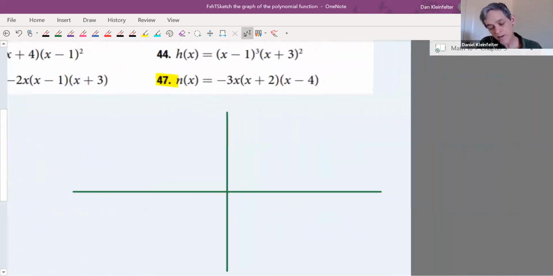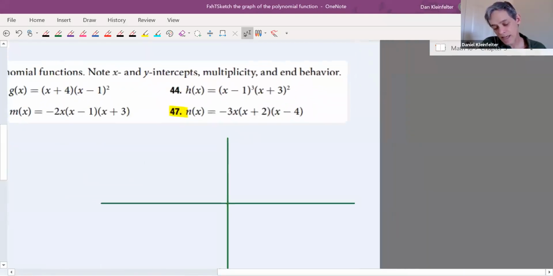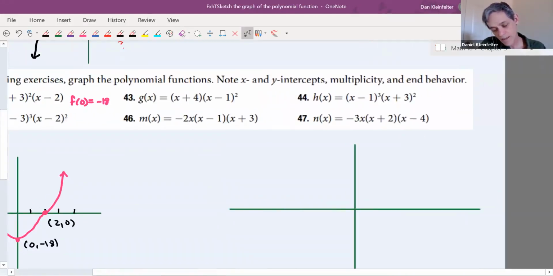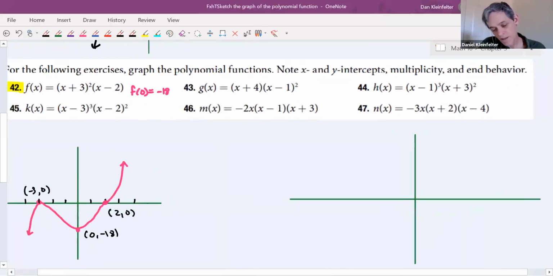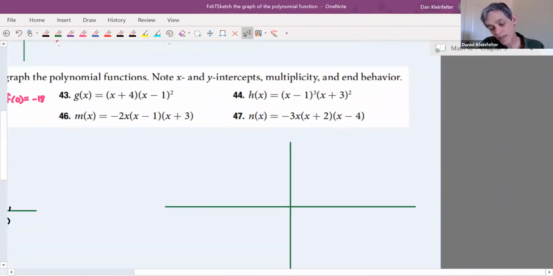Okay, so now let's try 47 next. This one actually is going to have degree 3 again. I don't want to do another one that has degree 3. They all have degree 3. Let's do one with like 5. Okay, at least 44 has degree 5. So this one, 44 has degree 5, and it has zeros at 1 and -3.